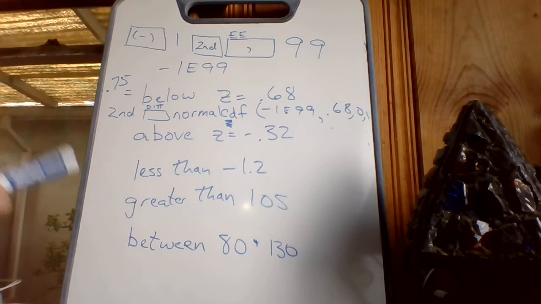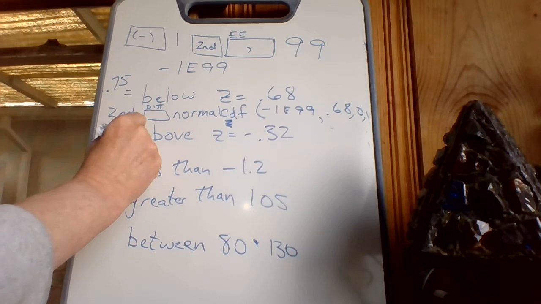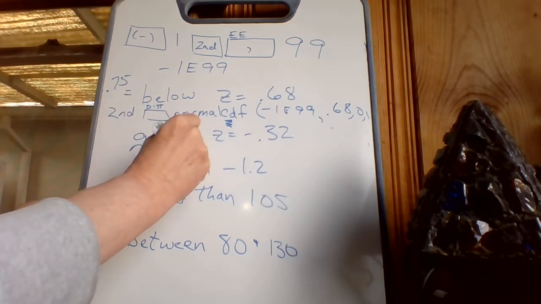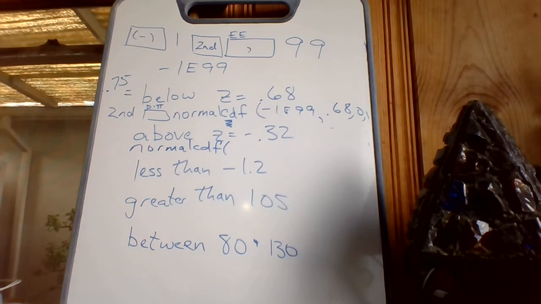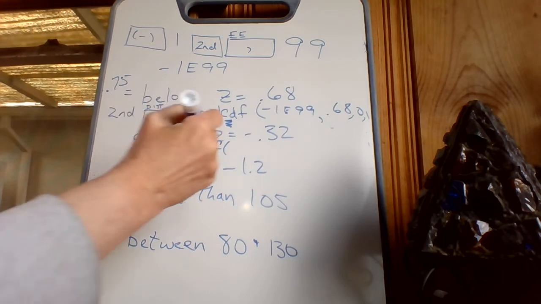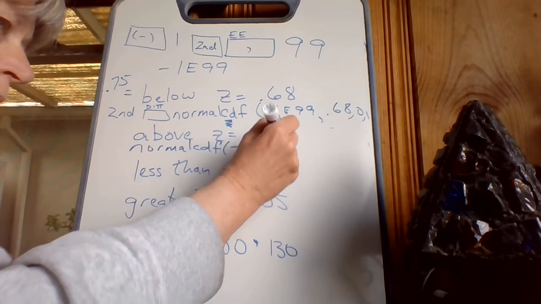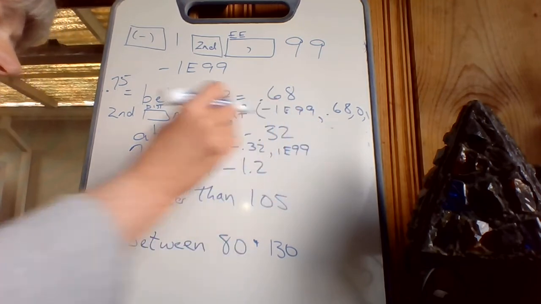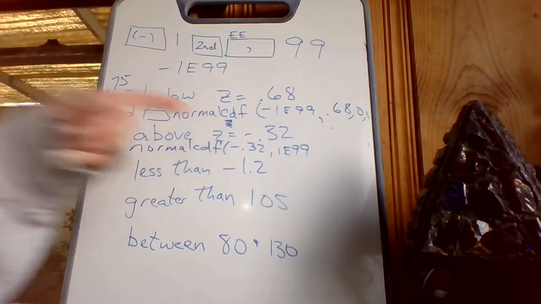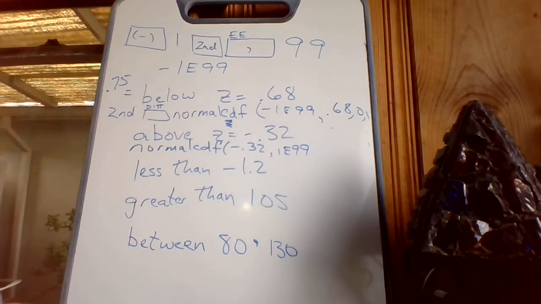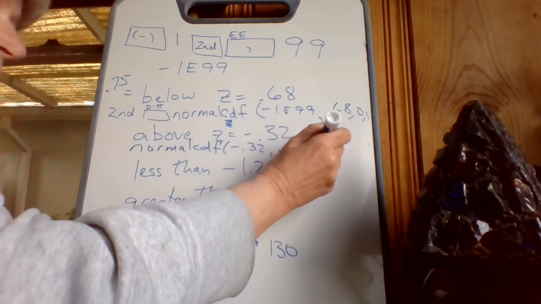All right. Then another one in that same section. We're still in the area section, but now it says above. Now I'm going to do the whole normal CDF thing again. But above, that's when it's positive infinity. It's from negative 0.32 and going beyond that to the right as far as you possibly can. So lower bound is negative 0.32 and upper bound is 1E99, and then comma 0, comma 1.